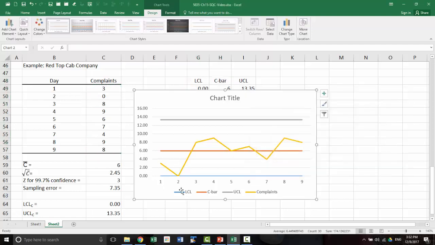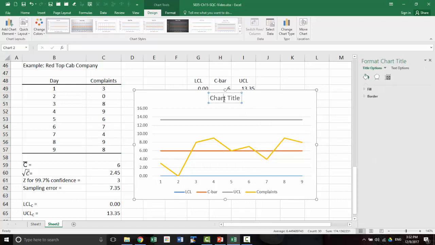Then you have the C chart, and then you can start looking at the chart for patterns. See whether the process is in control or not.